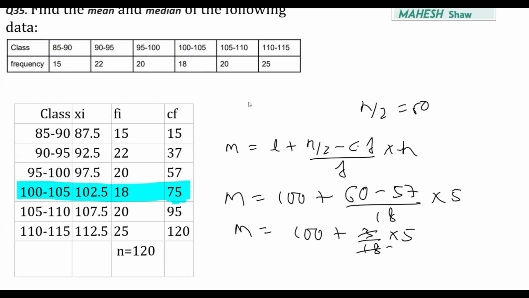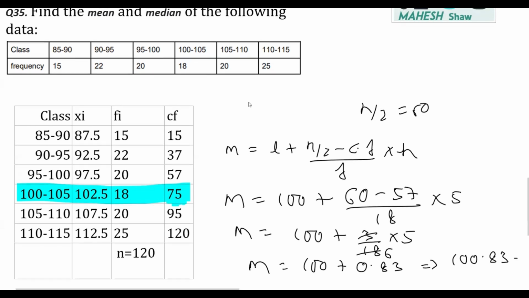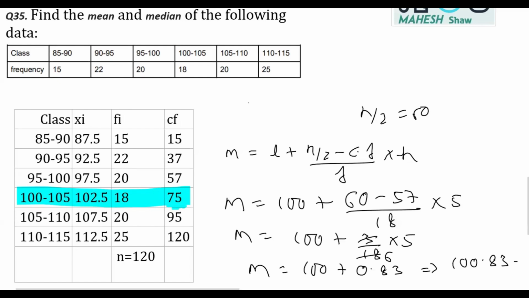So this can be divided by 6. No need to take LCM. A better way of doing it is 5 divided by 6, which gives you 0.83. On adding, we'll get 100.83. So that should be the median here. So we had to calculate the mean and the median. The median we calculated and the mean was done also. This is what we got.